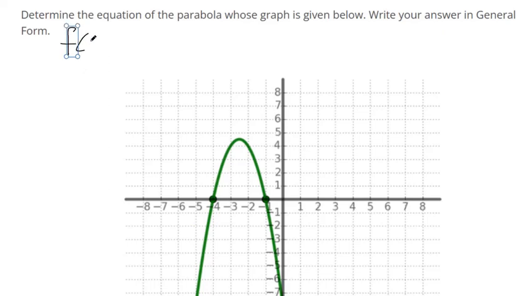That means our function needs to have x plus 4 as one of the factors. Because if you plug in -4, -4 plus 4 makes 0. So that would get us to y equals 0, which is where this point is, right? It's at (-4, 0).